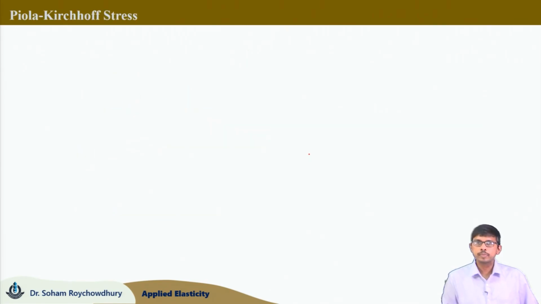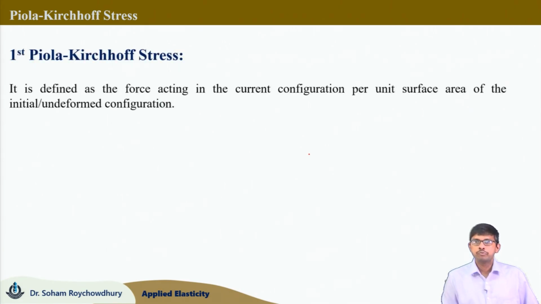Now, moving forward to the definition of Piola-Kirchhoff stress tensor. We have two different Piola-Kirchhoff stress measures. One is called the first Piola-Kirchhoff stress tensor, the second one is called the second Piola-Kirchhoff stress tensor. These are the two stress measures which help us to measure the stresses in the undeformed configuration with respect to undeformed area. These are equivalent to the engineering stress measures.